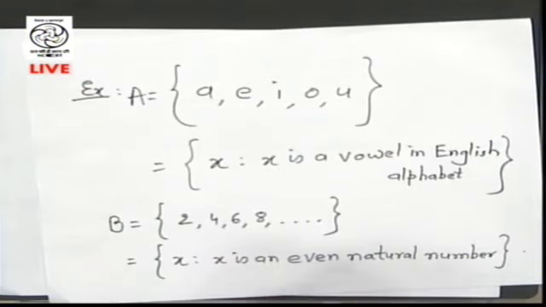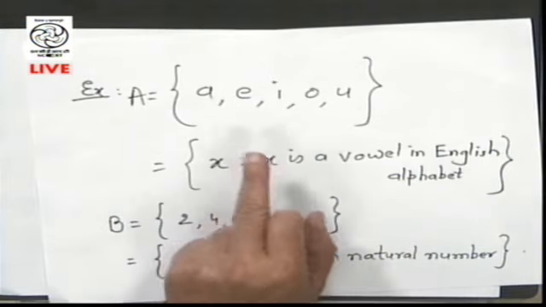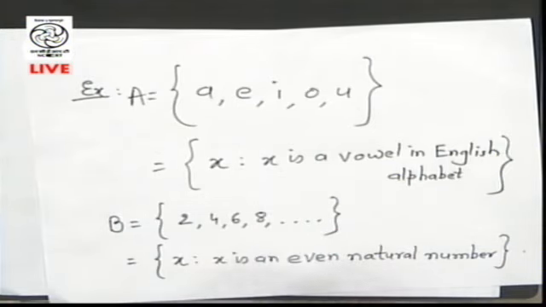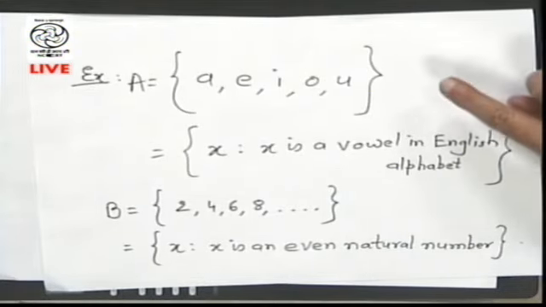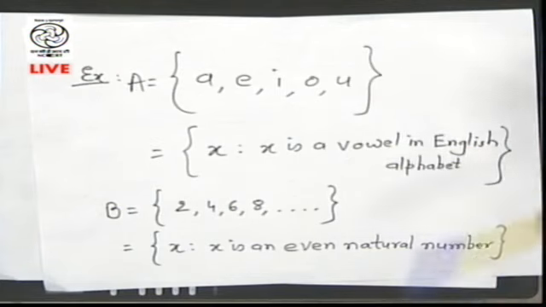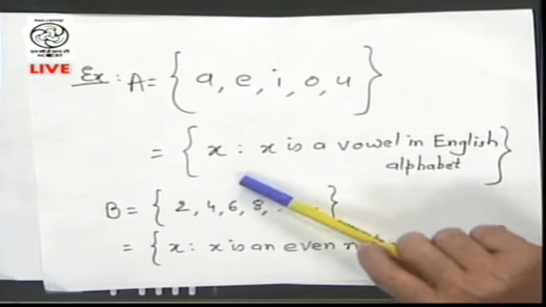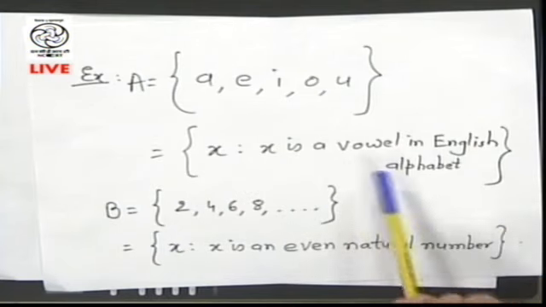Now for example, there is a set A which is a set of English vowels, which is A, E, I, O, U. So there are two methods by which we can represent the set. One is we write all the elements of a set like A, E, I, O, U. In the second case, we write only one element, then we write the property.